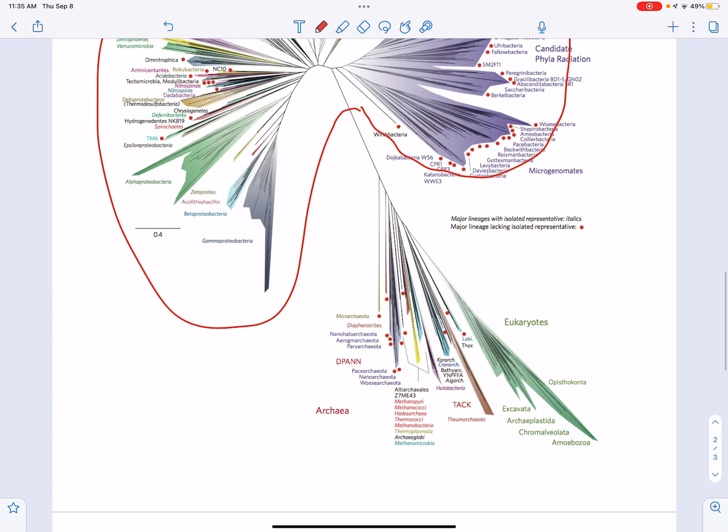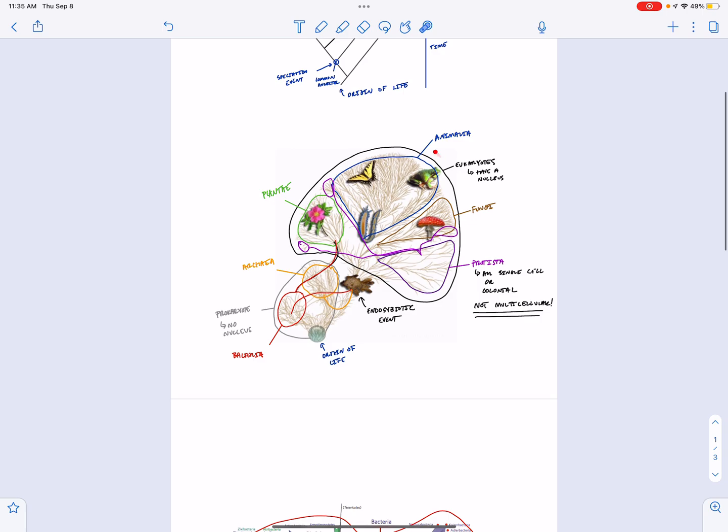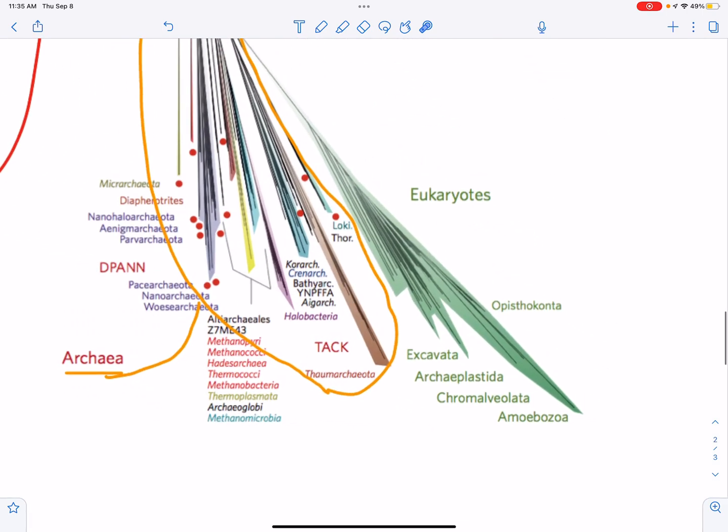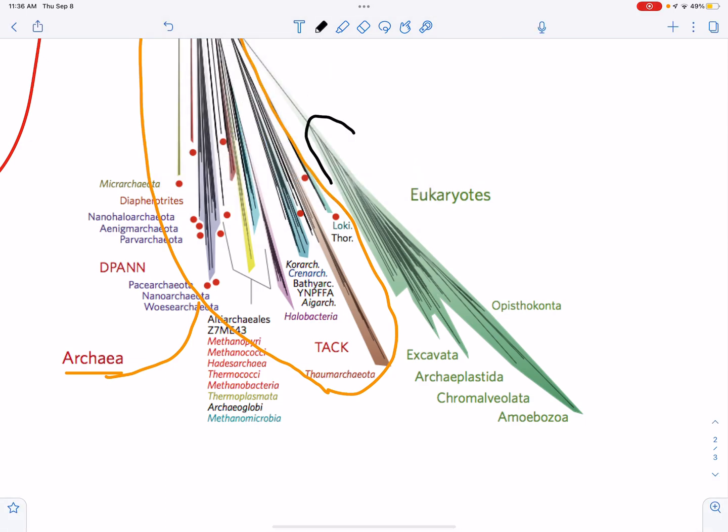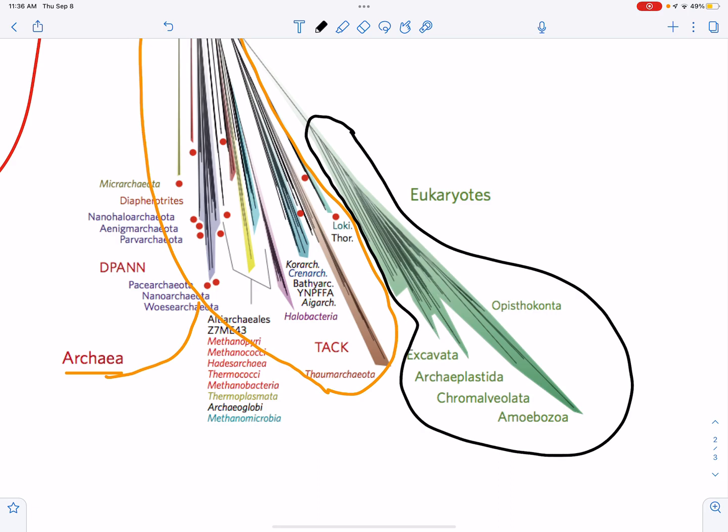Okay, here we have all archaea. Again, archaea are a very large and diverse group of organisms. And then here, what was so big in the previous tree, this is all of eukaryotic life in this third tree.